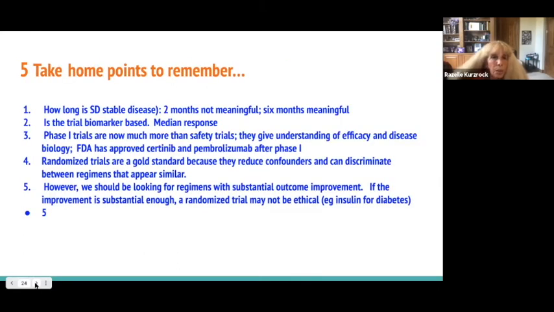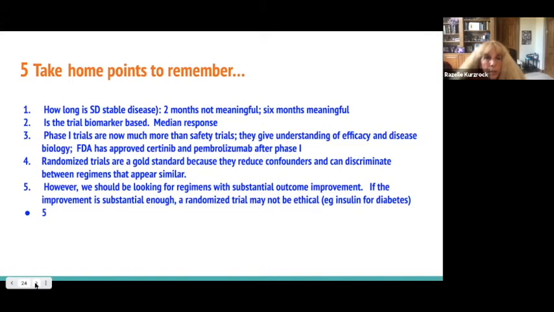So these are the take-home points that I just sent you, and I see there's a little dot at the bottom. I could use a little cleanup, but let me go through it with the grammar cleanup not done. So I addressed this point in the beginning. How long is stable disease? 2 months is not meaningful. 6 months is meaningful. A lot of trials incorporate stable disease, which makes the trial look really good. But if I don't know how long the stable disease is, if it's 2 months, I would take all of that with a grain of salt.